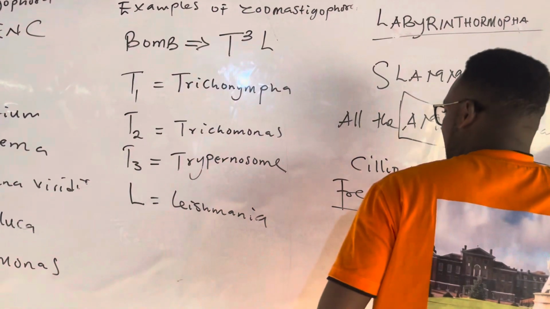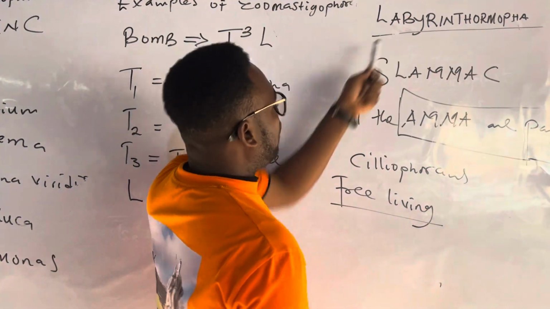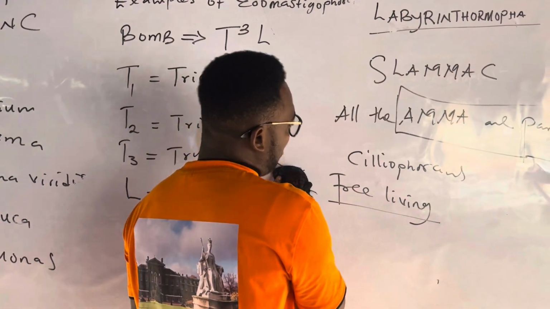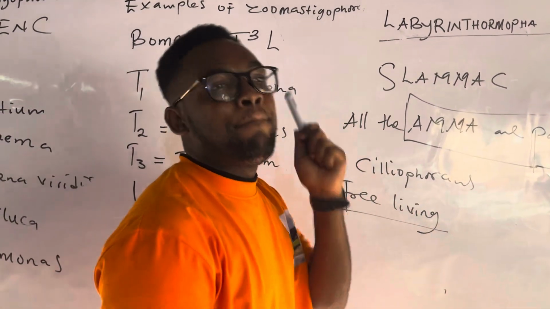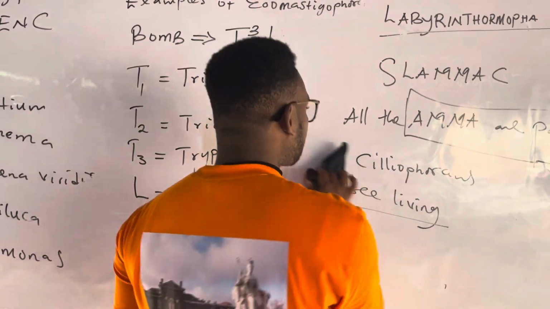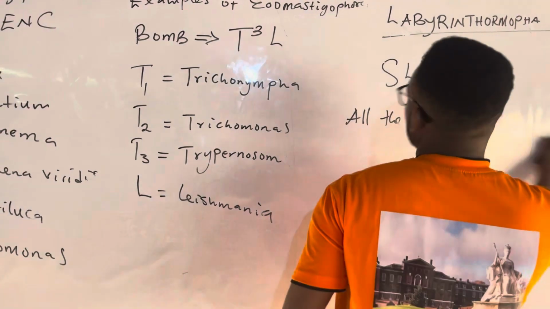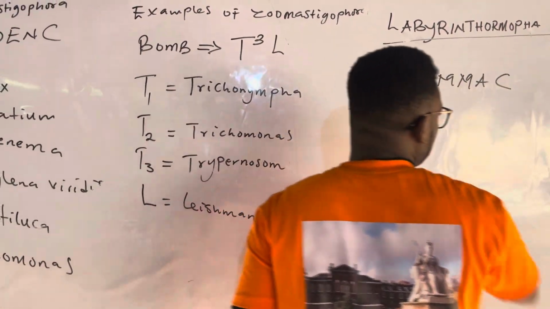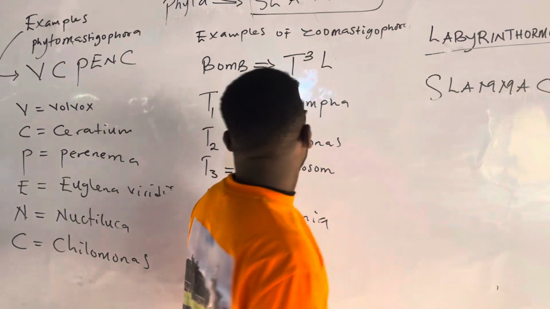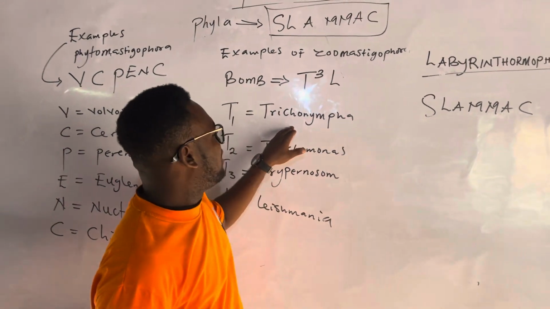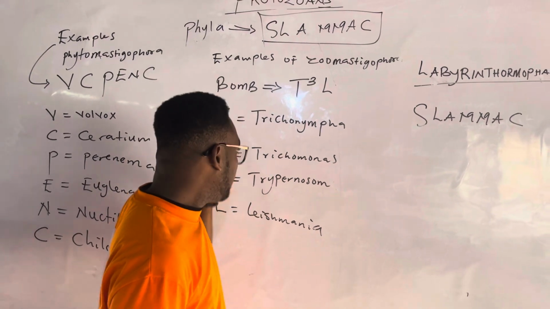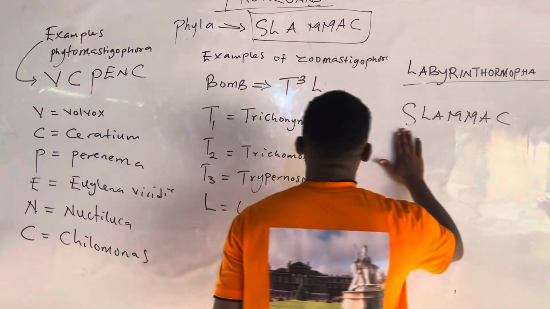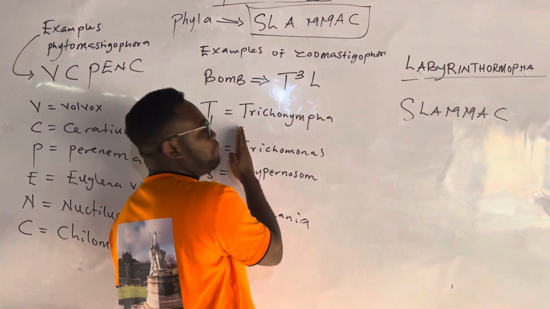Moving on beyond this, I'm going to give you an example of Labyrinthomorpha. But take note that in this lemma, all the amas are parasitic. Of course, you are seeing that some of these organisms, like I said under the Zoomastigophora, are parasites. Let me give you this one now before I come back to this place.